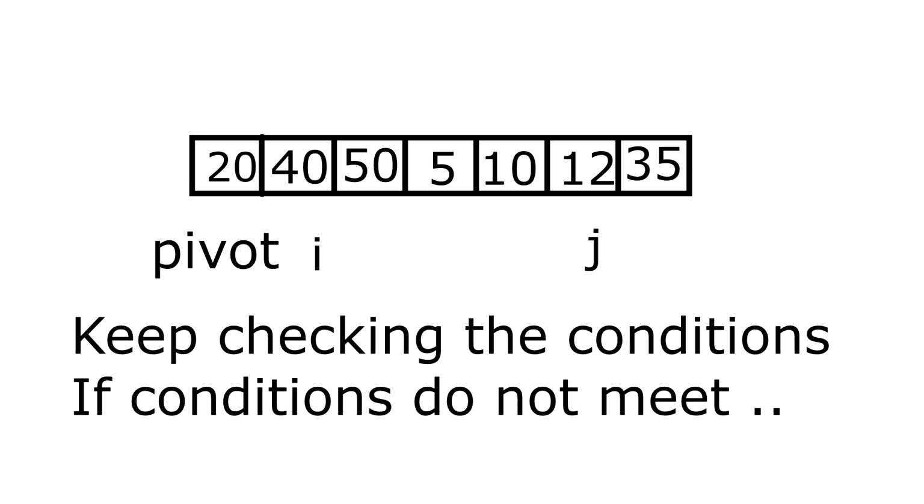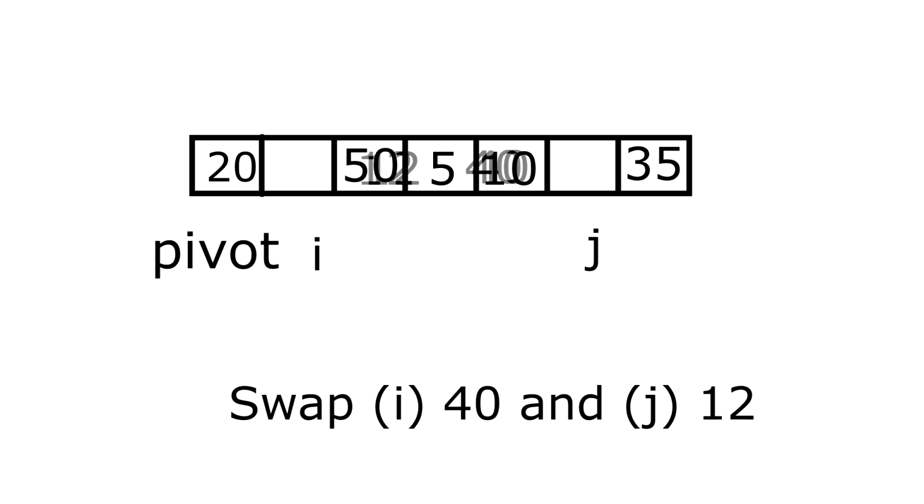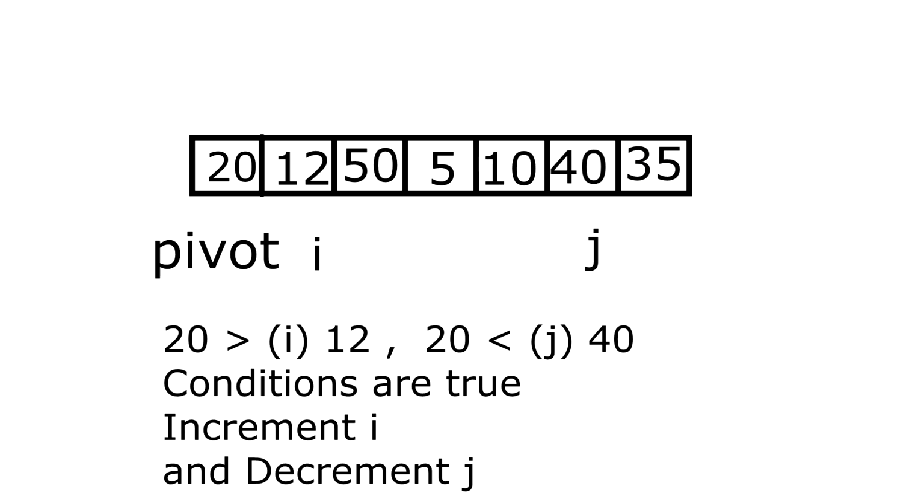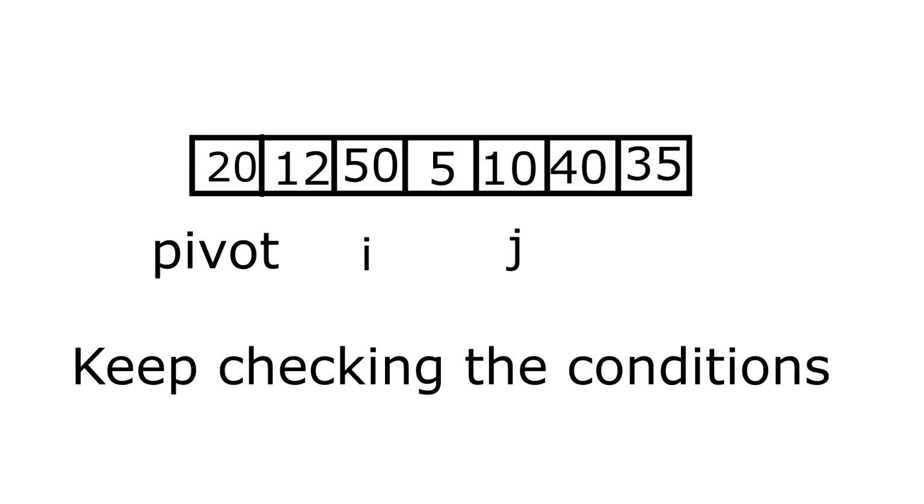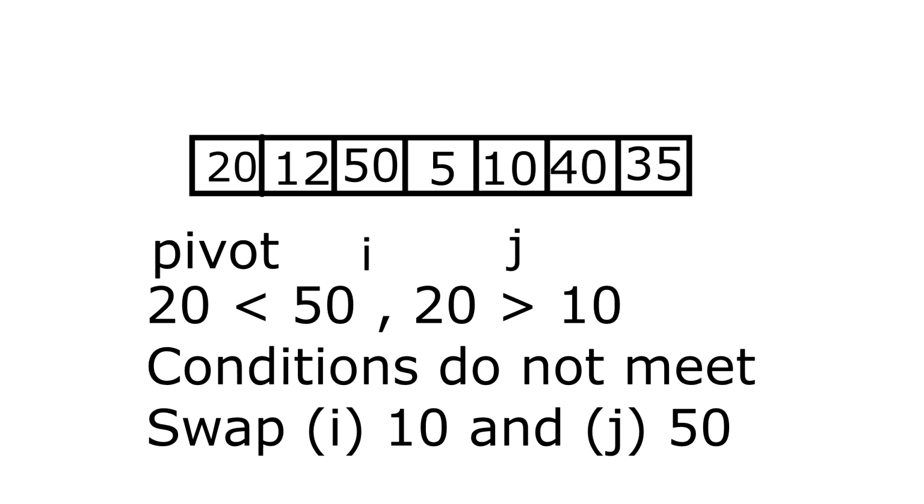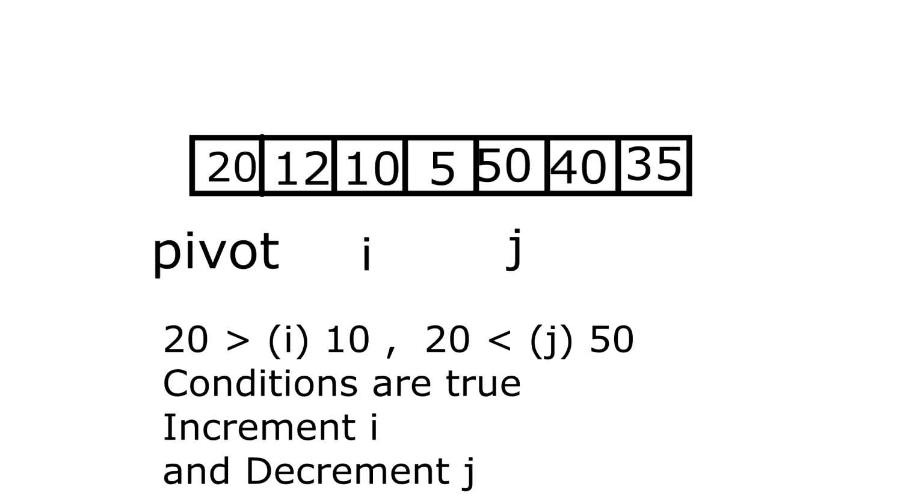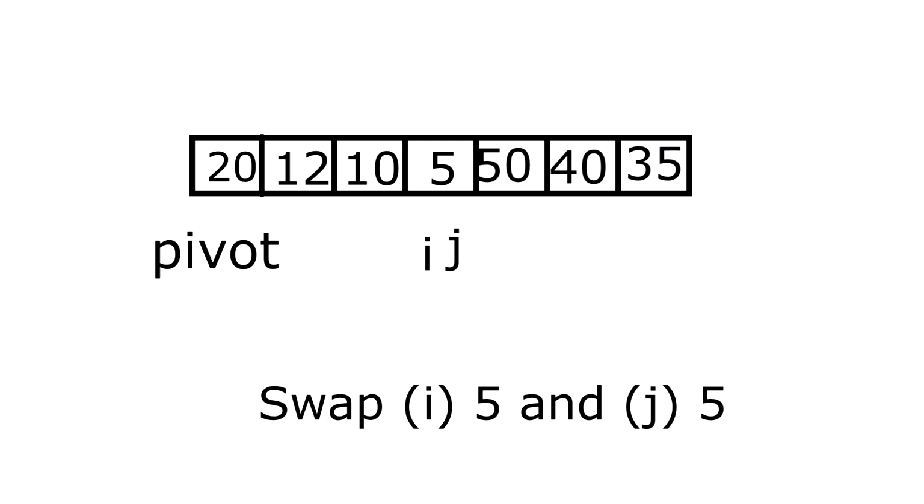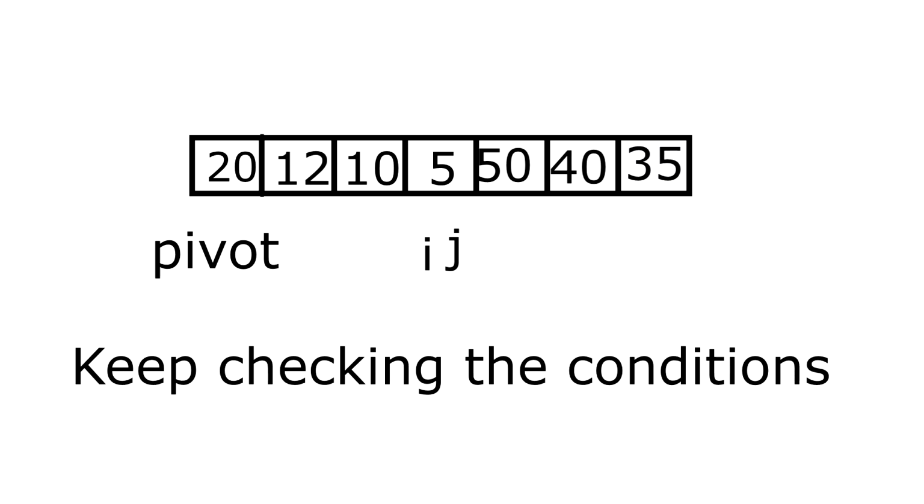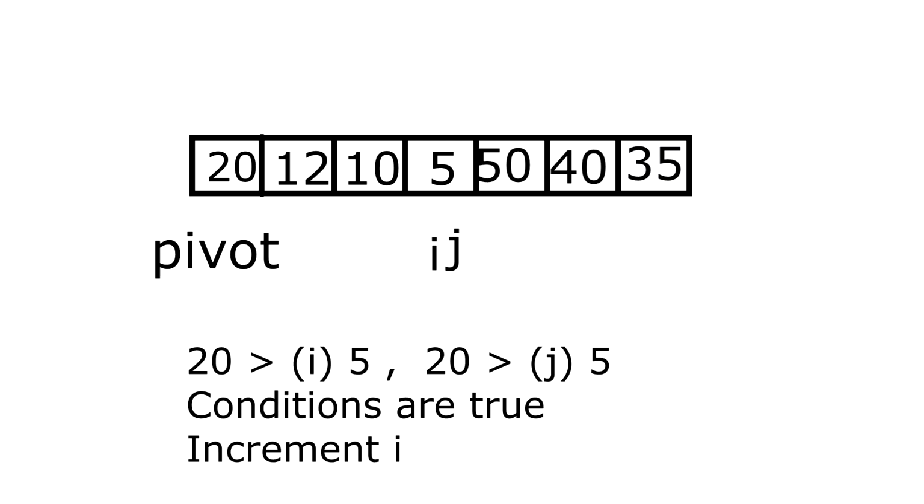Keep checking the conditions. When both conditions do not meet, swap i and j. If conditions are true, increment i, and decrement j. Keep checking the conditions. When both conditions do not meet, swap i and j. Keep checking the conditions. If conditions are true, increment i, and decrement j. Swap i and j. Keep checking the conditions. If conditions are true, increment i.